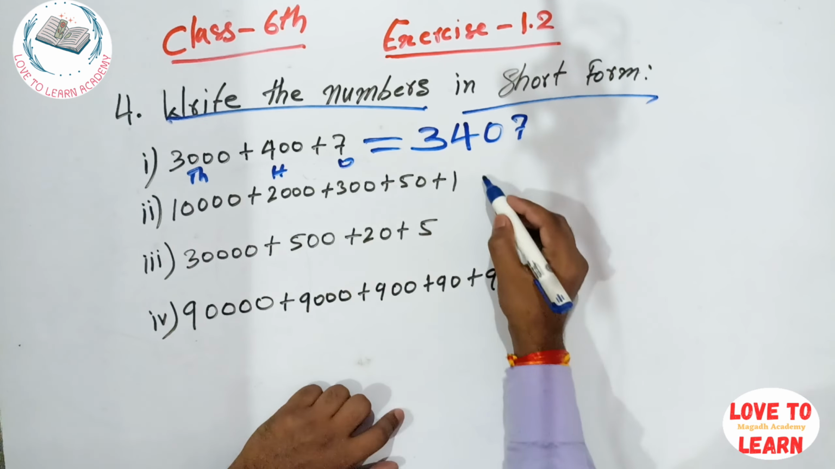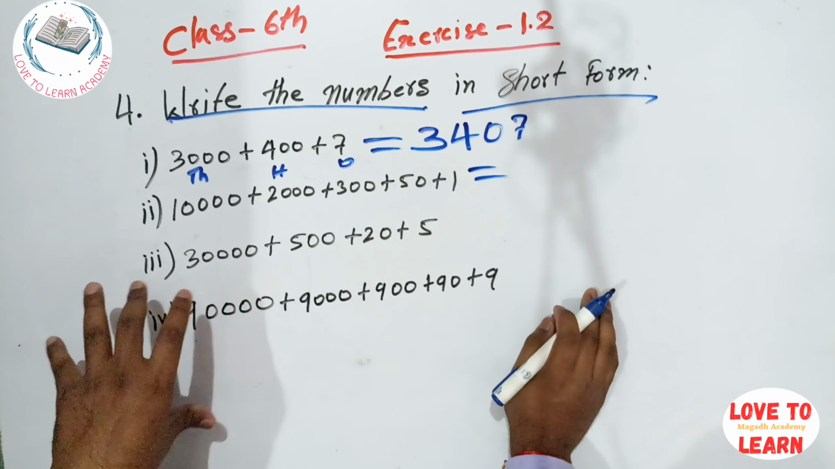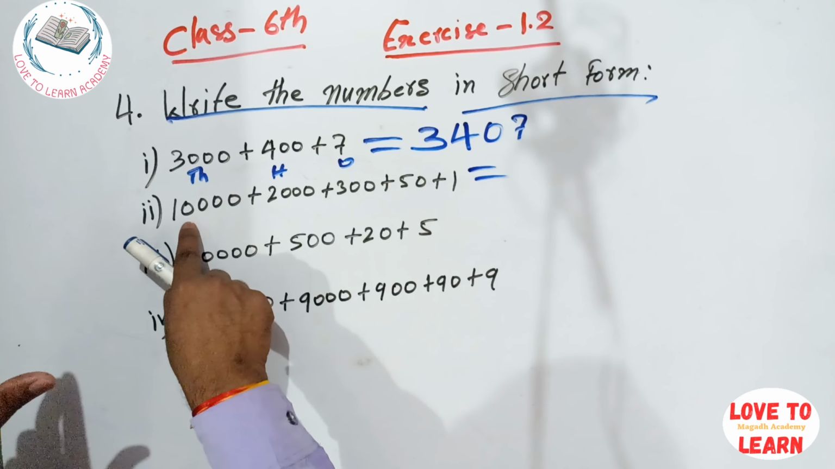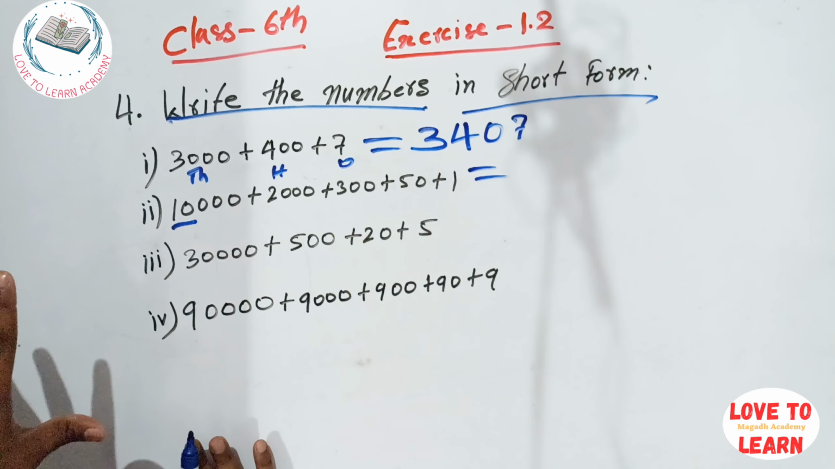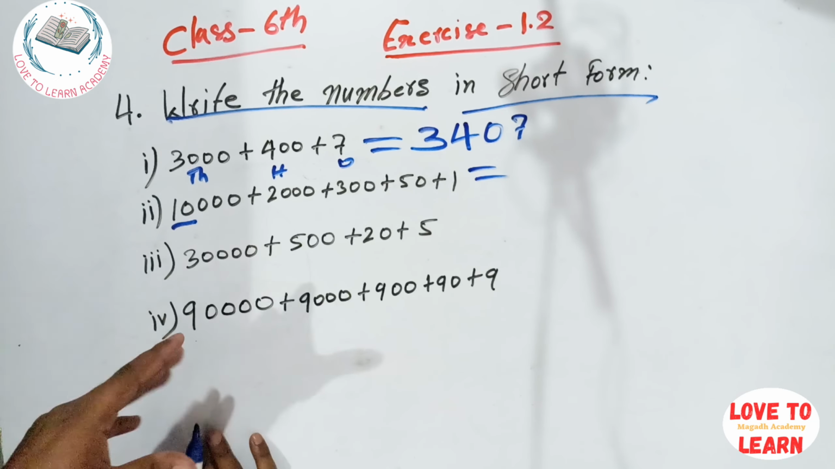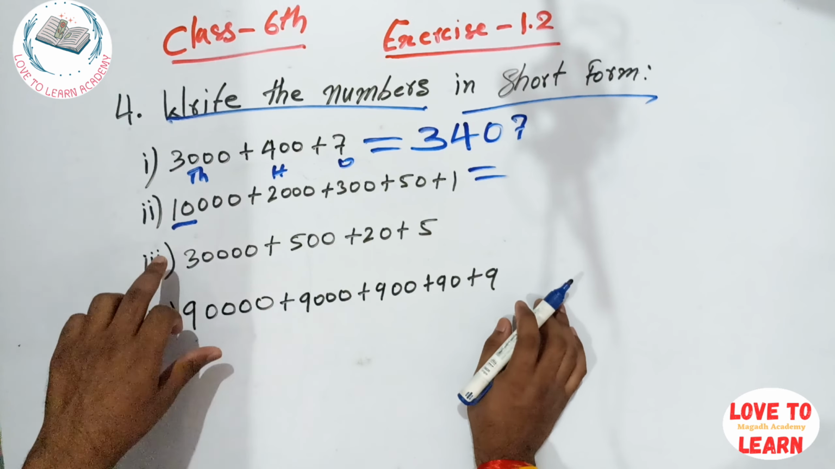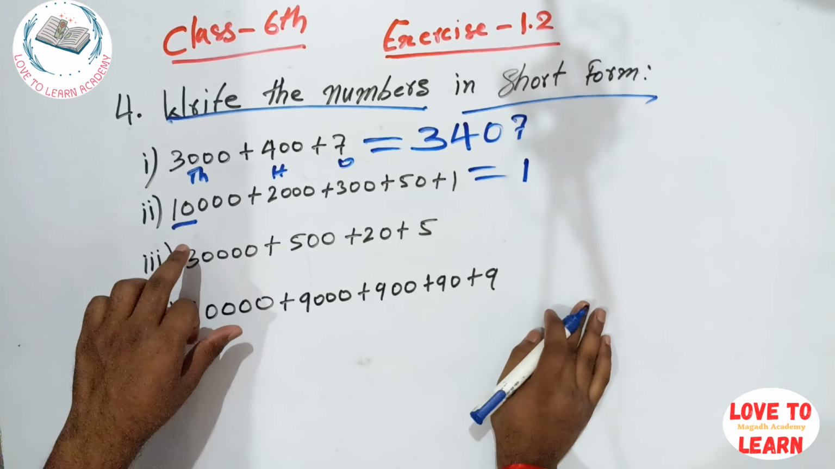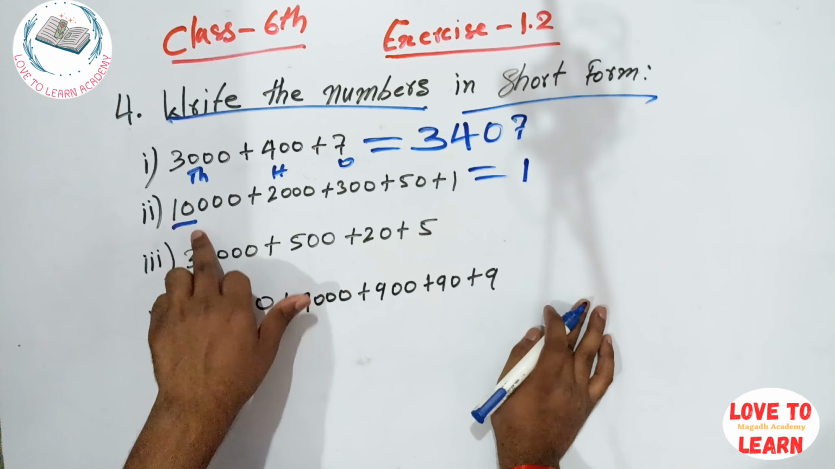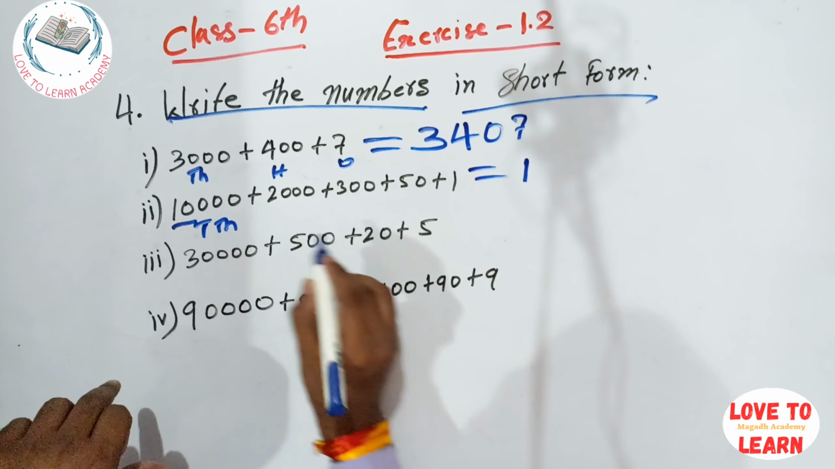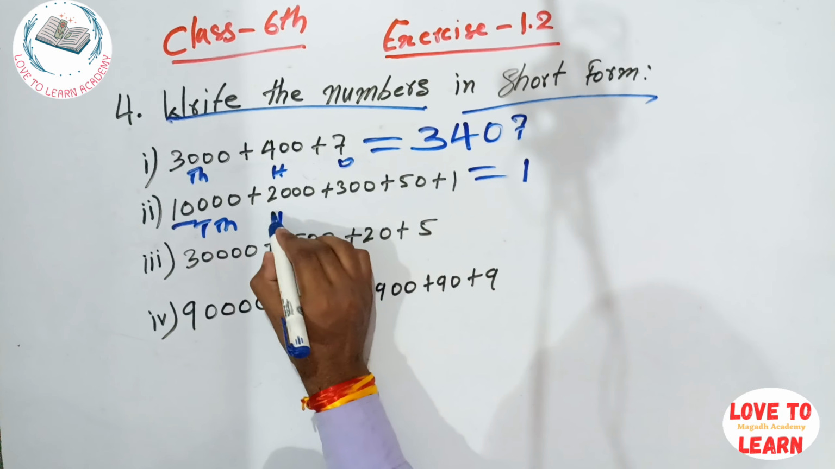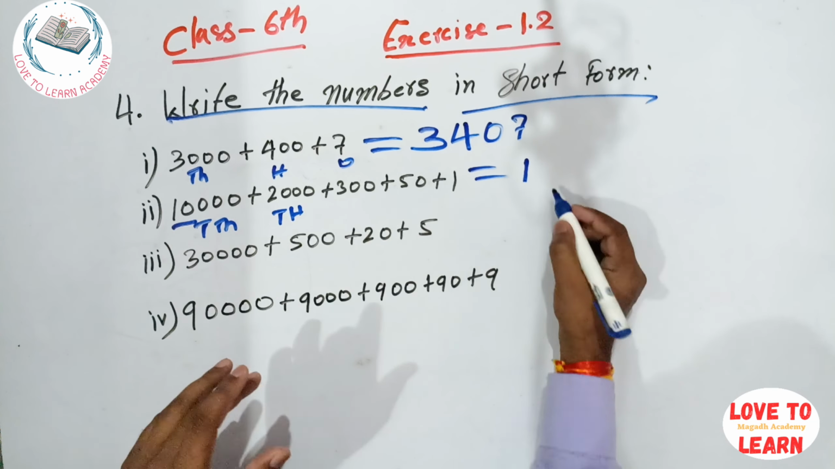So let's see question number 2. Let's count: ones, tens, hundred, thousand, 10,000. This is 10,000. So I just write 1 here. Now see, this is 10,000, I wrote it. And this is ones, tens, hundred, thousand. This is thousands. It's in the proper way, so I write 2.